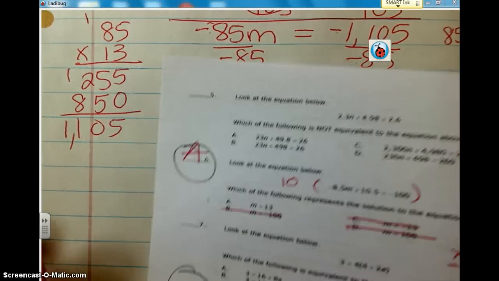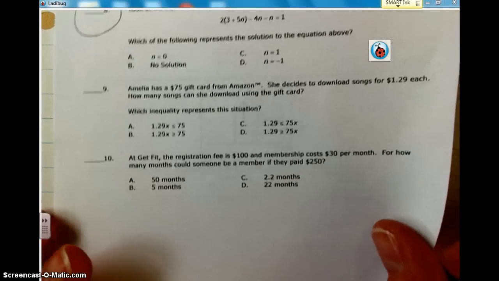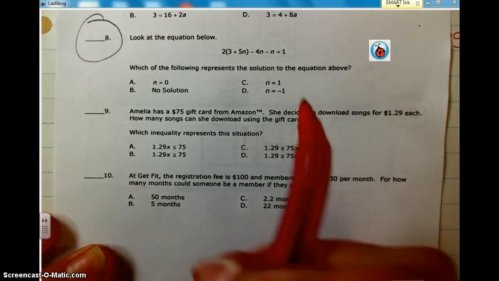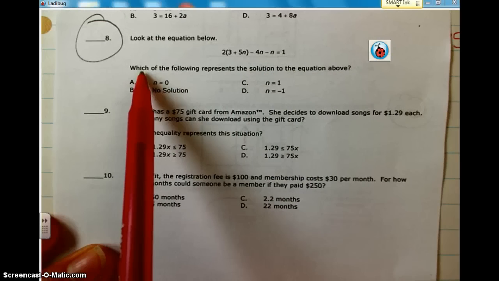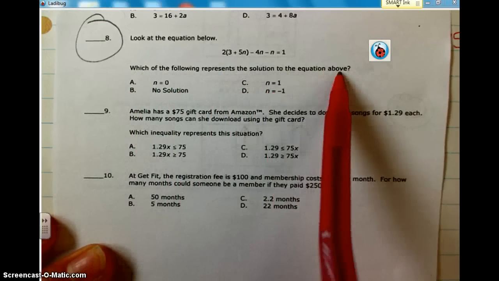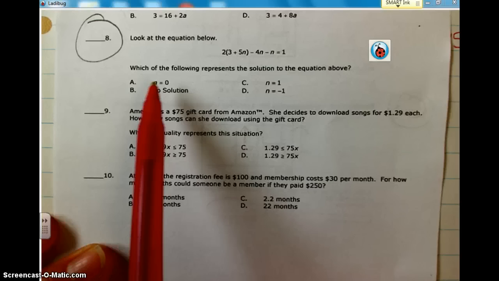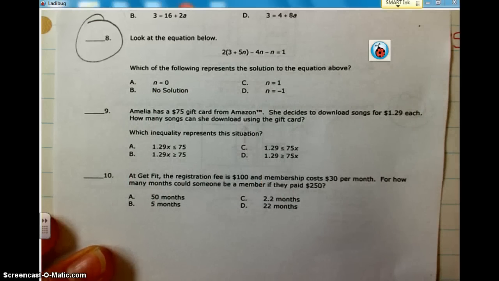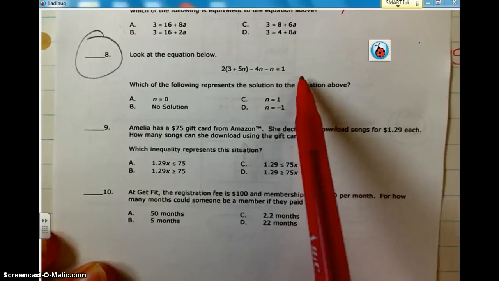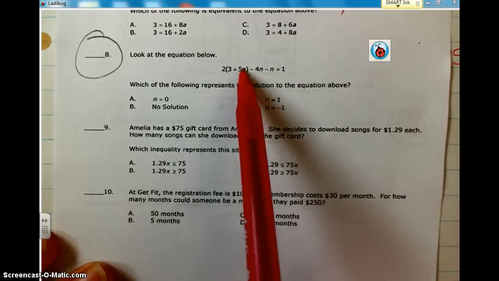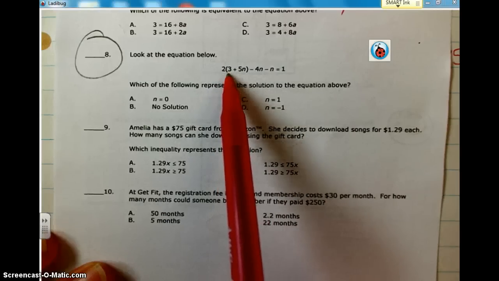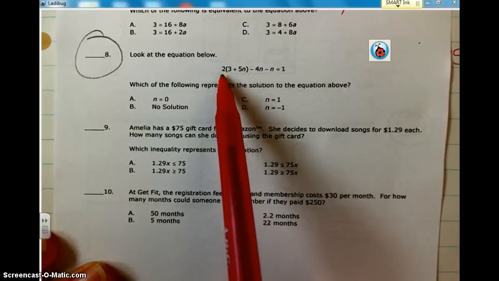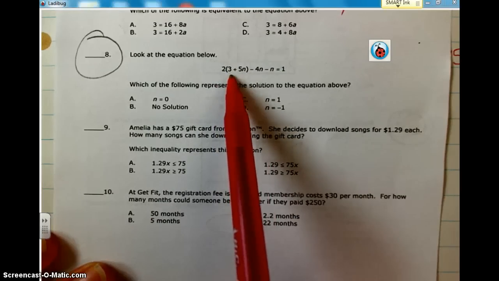Now the last problem that I'll be doing today is going to be number 8. As I look at number 8, it asks me to look at the equation below. Remember that an equation has one solution. Which of the following represents a solution to the equation above? In order to see what value of n makes the left side equal to the right side, I'm going to have to first take care of the distributive property here with the 2 and 3 plus 5n. Remember that 2 and then 3 plus 5n in parentheses means I have two groups of 3 plus 5n.